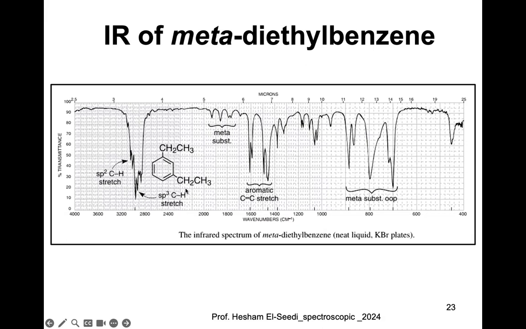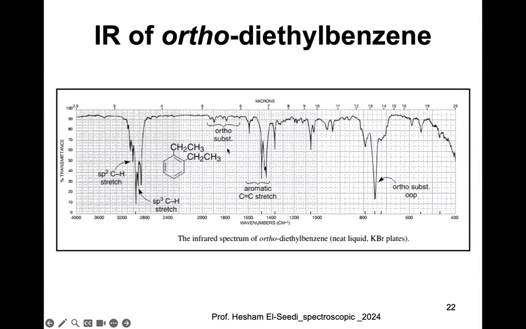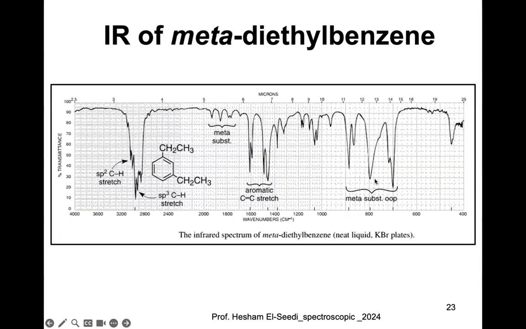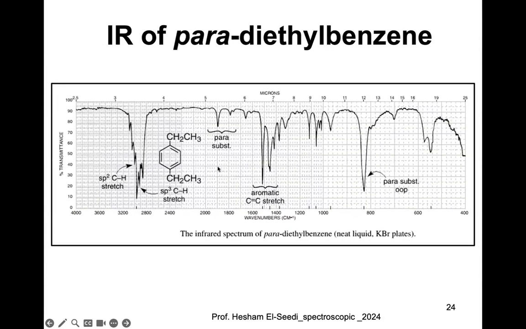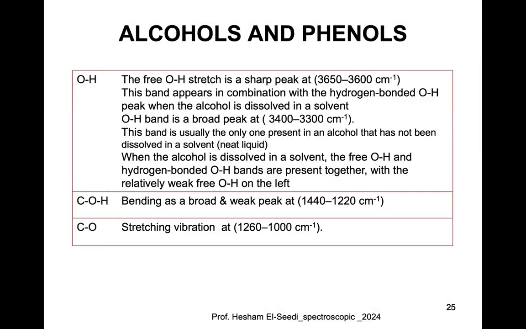This is meta substitution. While ortho substitution means 2 groups beside each other. It has 1 peak here. Then, if you have para substitution, you will have again the same peaks, right? Only 1 peak here, but the difference, you will see it here in this region, which is characteristic. So you can even use IR for differentiation between ortho, meta, and para.